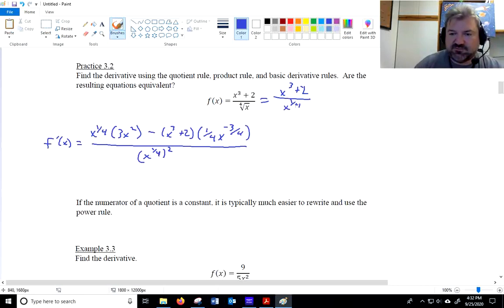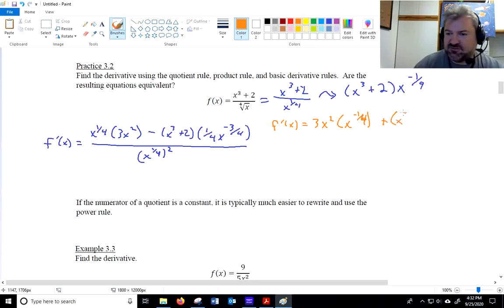Now, how would we do this with the product rule? Well, to do this with the product rule, I'd have to realize something, that this is really actually x cubed plus 2 times x to the negative 1/4. Then I can use the product rule. So I'm going to do the product rule in orange. So that'd be f prime of x. I'm going to take the derivative of the first, 3x squared, times the second, plus the first, x cubed plus 2, times derivative of the second.